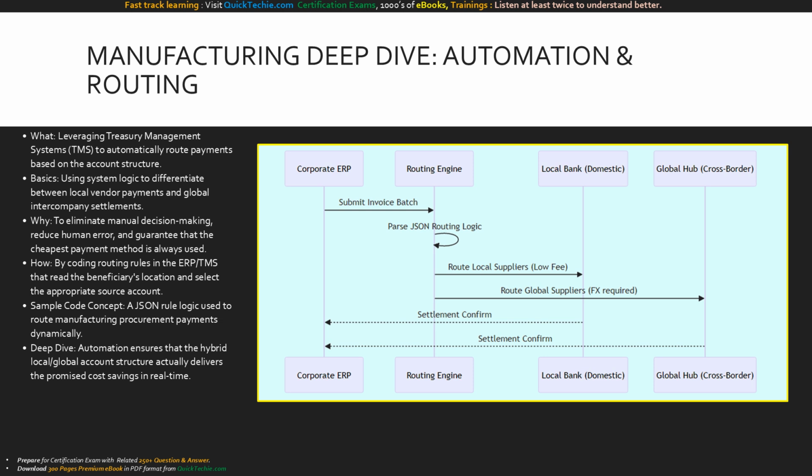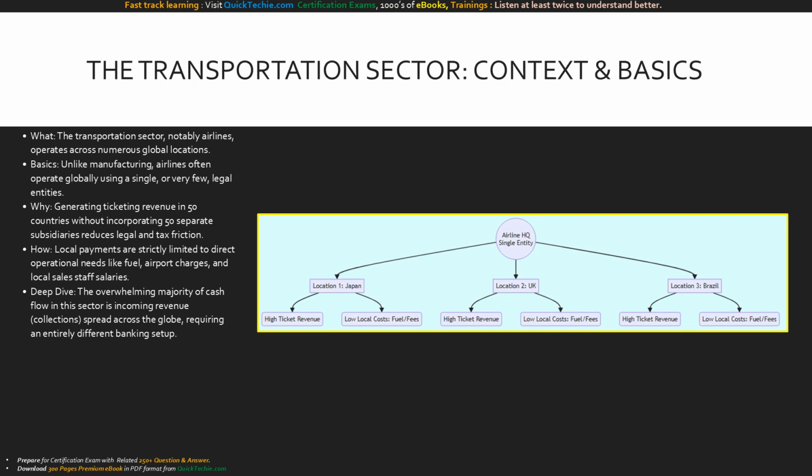Finally, both banking nodes return settlement confirmations back to the ERP. This is the gold standard for operationalizing a manufacturing account structure. Now let's pivot to our second case study, the transportation sector, specifically focusing on airlines.